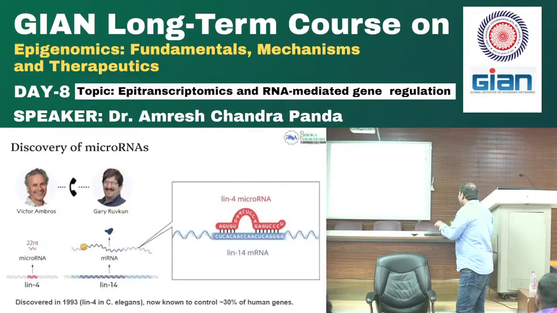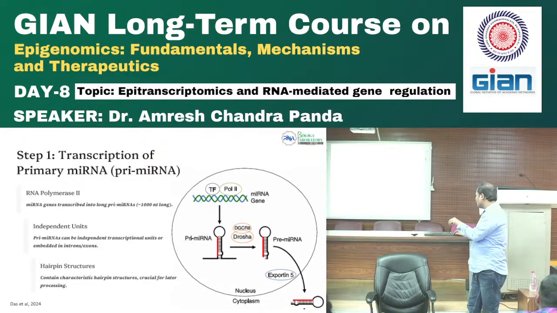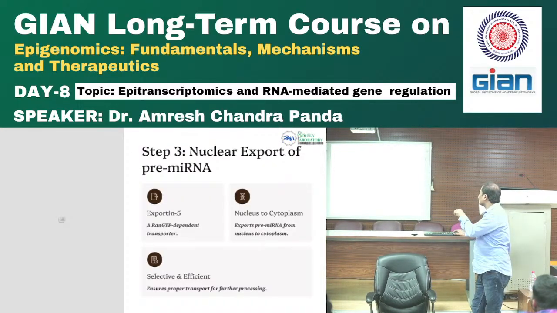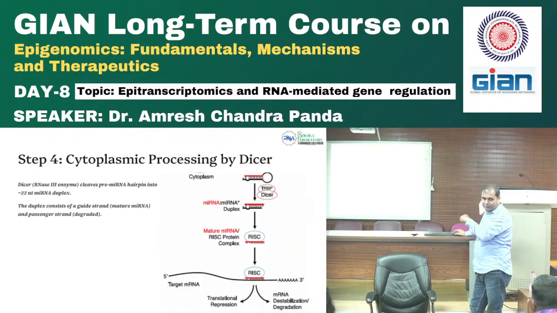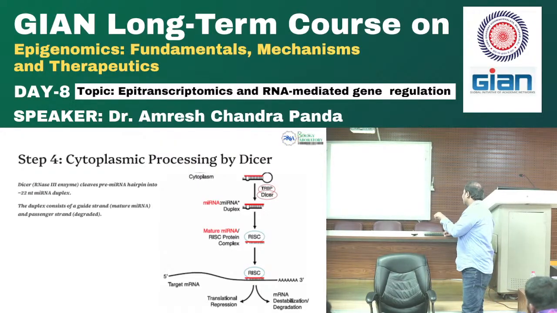Okay. Now your exportin 5 comes into play. So it's a smaller version now, and this exportin 5 exports this small hairpin loop to outside the nucleus. In the nucleus, into the cytoplasm from the nucleus. So in the cytoplasm, your dicer comes into play. So you have a duplex stem loop now, and dicer process that into a duplex but without the loop.